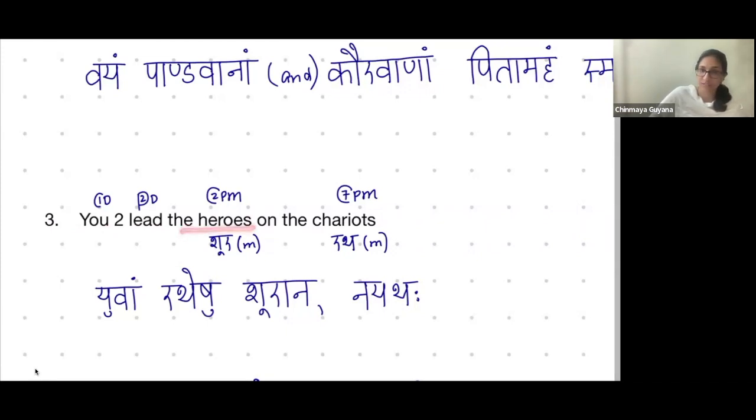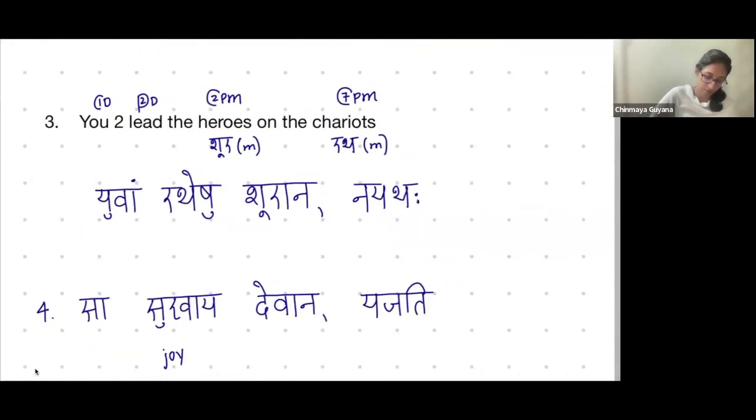The heroes. Second case, plural. On the chariots. Seventh case, plural, masculine. So now translate. You two is yuvam. Verb, nayataha. Now what nayataha? What do you two lead? Shuran, the heroes. What kind of heroes, or what limitation on heroes? Ratheshu. Heroes that are on the chariots.